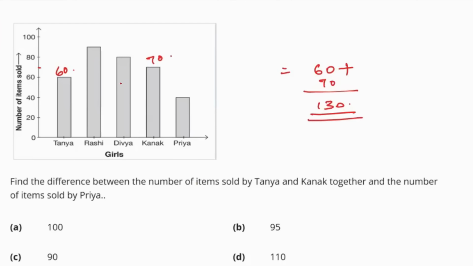And Priya alone, how much did she sell? Priya alone, it is 40. So we have to find their difference. 130 minus 40, we will get 90. So 90 is the correct answer. 90 is the difference between the number of items sold by Tanya and Komal together and the number of items sold by Priya. So the correct option is option C, 90.